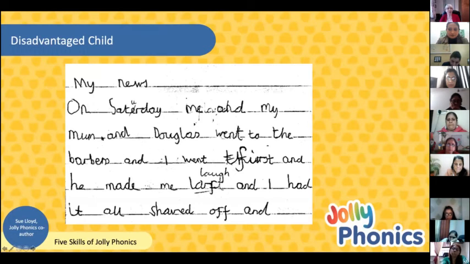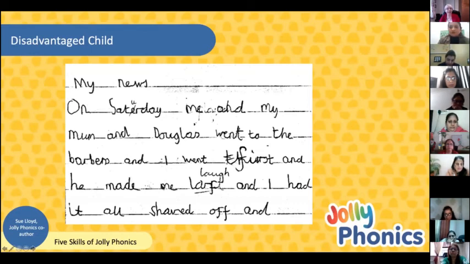So he's joining. He can write his news on Saturday. Me and my mum and Douglas went to the barber's, and I went, now this is interesting, first. Now he's one of these children who says, instead of saying 3, we'll say free. The TH is an F always. And he knows he gets it wrong, so he's overcompensated and thinks he's wrong and put TH. And I had to show him it was an F and not the TH.